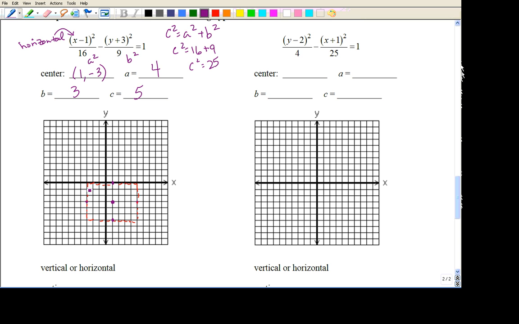And then we can go ahead and plot the foci here. So we'll go out left and right, the same direction as a, 5. 1, 2, 3, 4, 5. And same thing over here. Okay, now for the asymptotes, we'd mentioned that they will go through the corners of this central rectangle. So what we need to do here is go through the center and out this other corner.